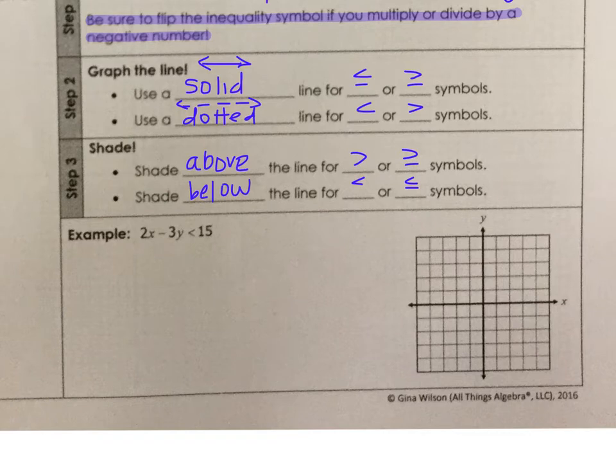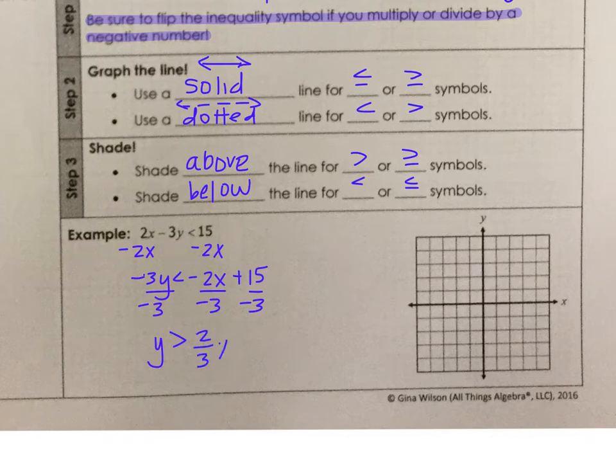All right, we're going to graph this. So the first thing we need to do is put it into y equals mx plus b. Take away 2x. Negative 3y is less than negative 2x plus 15. I'm going to divide by negative 3. So y, I just divided by a negative, flip your sign, is greater than 2 over 3x minus 5. All right, the very first thing I look at is this. If I look up here, when I have this symbol, I'm going to graph with a dotted line.